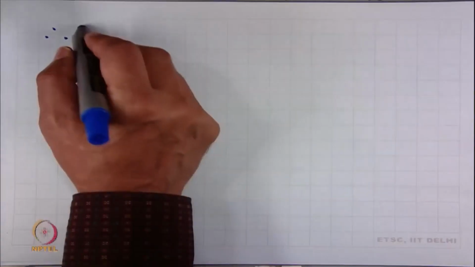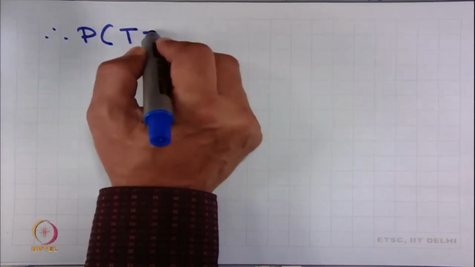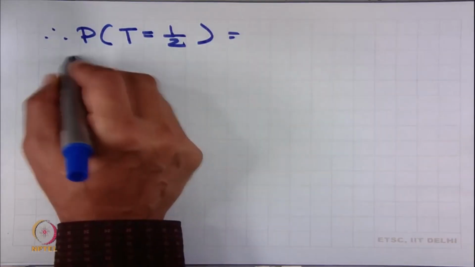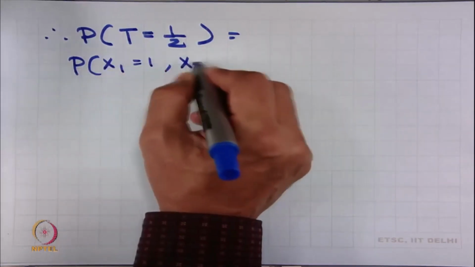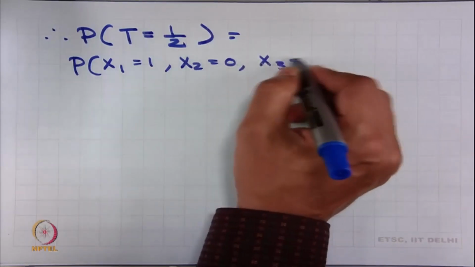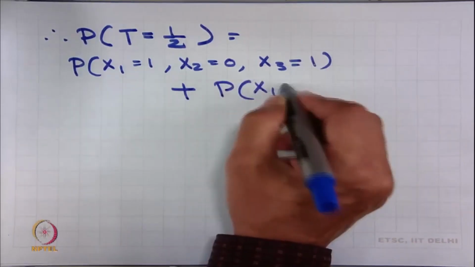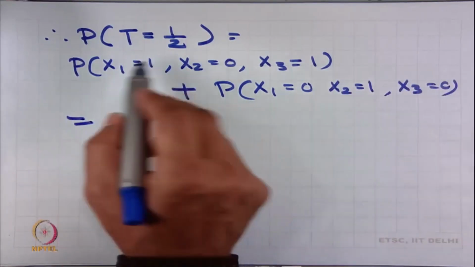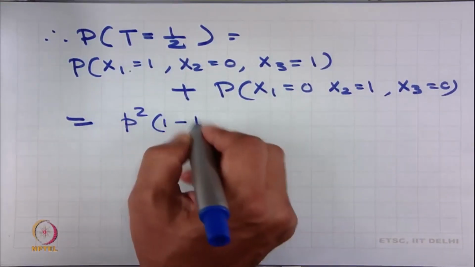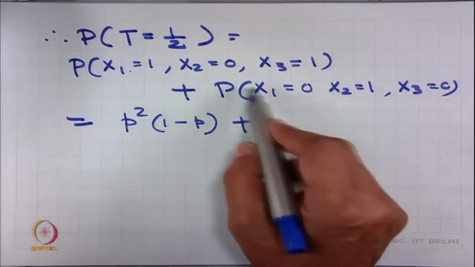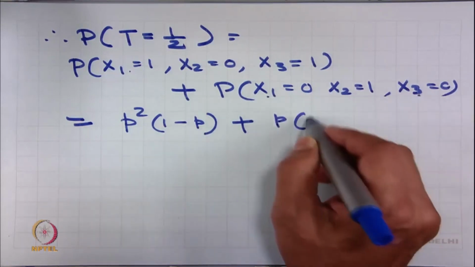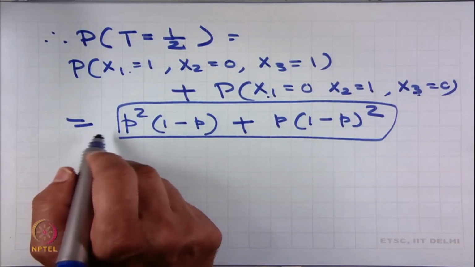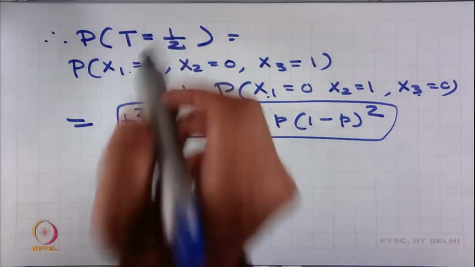Therefore, probability T is equal to half is equal to probability x1 is equal to 1, x2 is equal to 0 and x3 is equal to 1, plus probability x1 is equal to 0, x2 is equal to 1, x3 is equal to 0, which is equal to p square into 1 minus p plus p into 1 minus p whole square. So, that is the probability that the statistic T is going to take the value half.